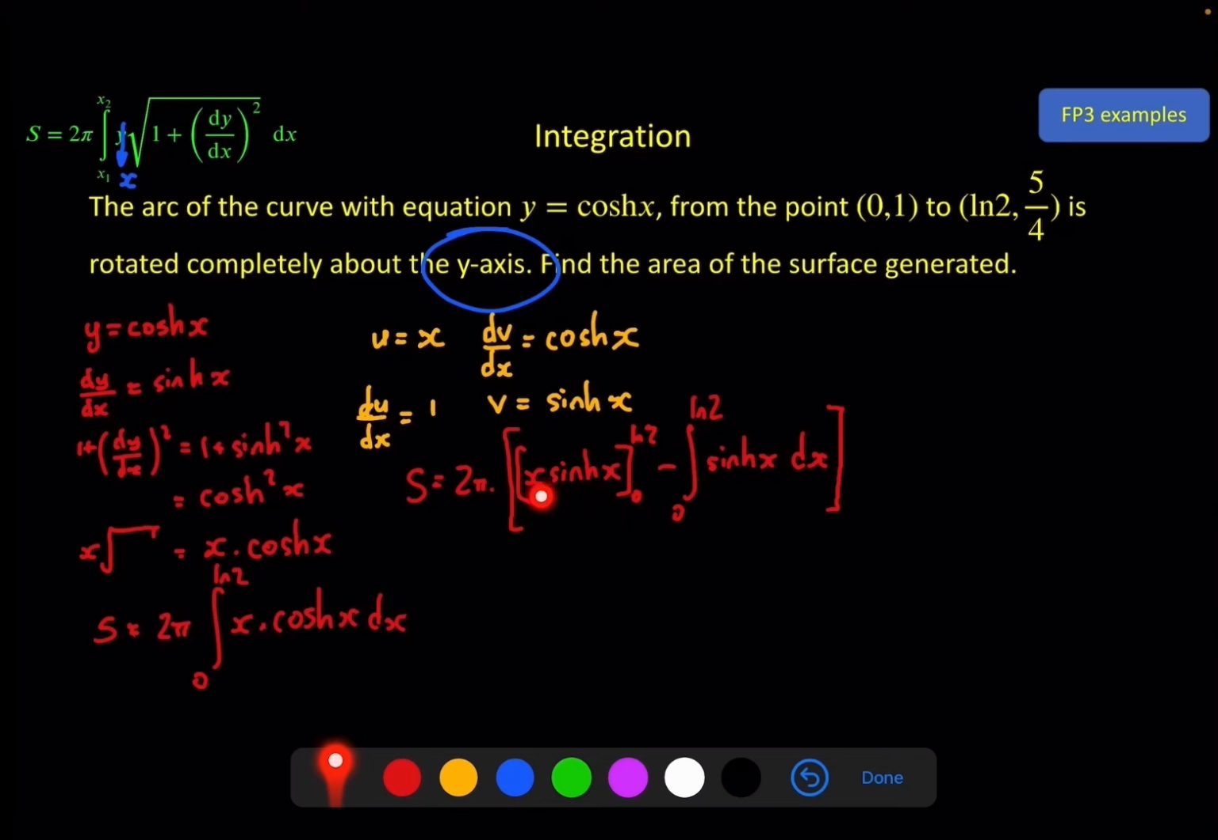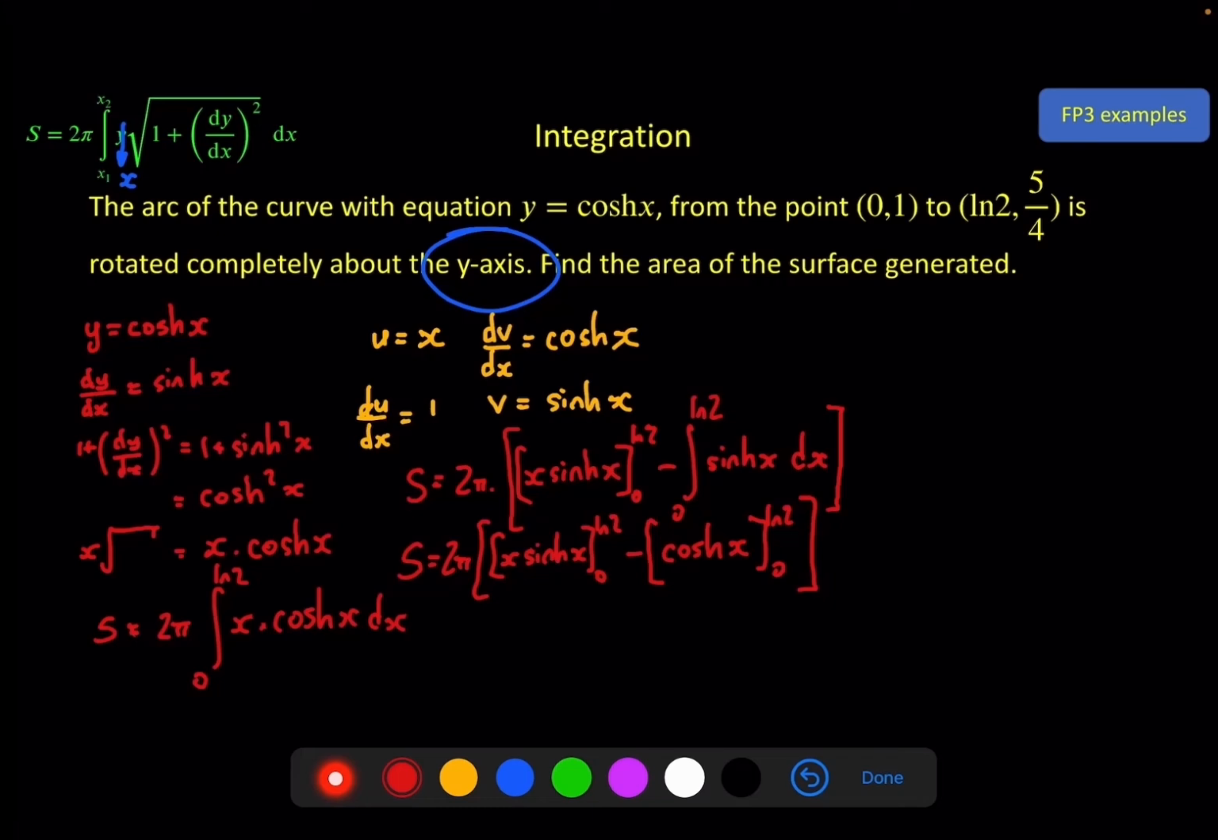If I put 0 in here, I get 0. If I put log 2 in here, I don't get 0. So we'll come back to that in a second. For now, I'm going to finish off the integration. And the integral of sinh is cosh. Of course, that is also evaluated from 0 to log 2, and the whole thing is multiplied by 2 pi.